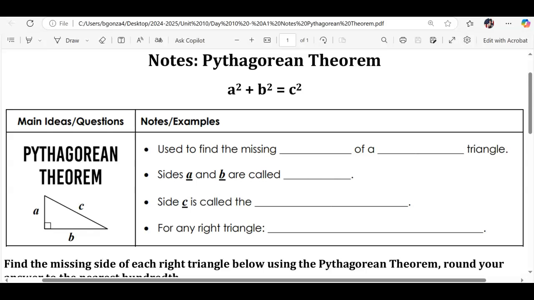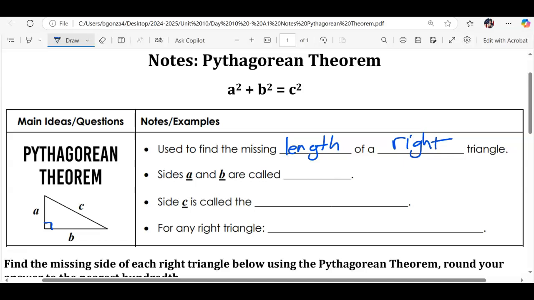Notice the little picture off to the left. Whenever you have a triangle with this little special symbol, what does this mean right here? Do y'all know? What kind of triangle is that? How many degrees does that little square mean? 90. It's a right angle, so it's a right triangle. Now, to answer these blanks here, it's used to find the missing length of a right triangle. Cool.